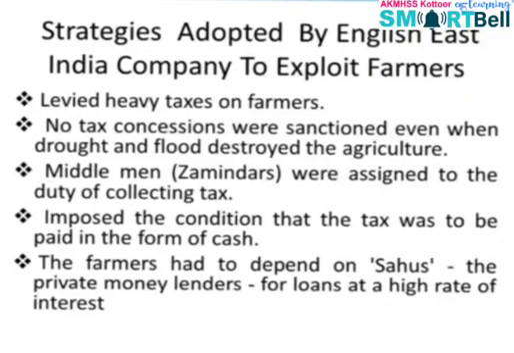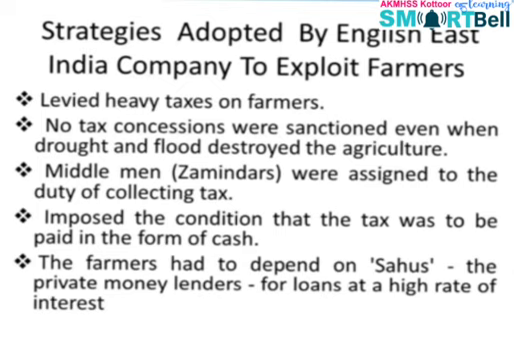With the subjugation of Bengal, the attention of East India Company shifted to the rich agricultural sector of the region. Their aim was to exploit the maximum resources. The East India Company adopted some strategies to exploit the farmers. What were the strategies they adopted? First one, levied heavy taxes on farmers.